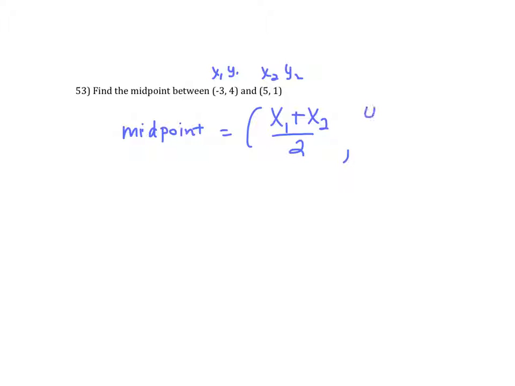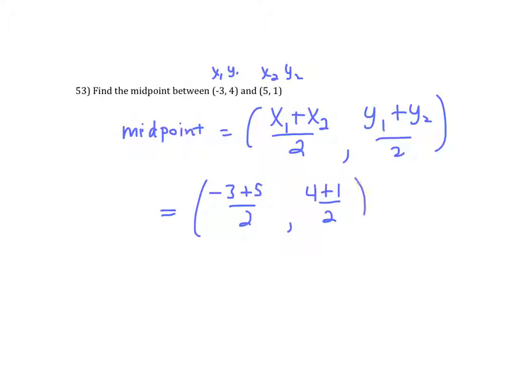Number 53, we're asked to find the midpoint between these 2 points. So we have point 1, which is x1, y1, and point 2, which we'll label with x2, y2. The midpoint formula is just the average of our 2 points. So you take the x values and you add them together and divide by 2. You take the y values, you add them together, and you divide by 2. Pretty easy. So we'll take negative 3 plus 5 divided by 2, and 4 plus 1 divided by 2.